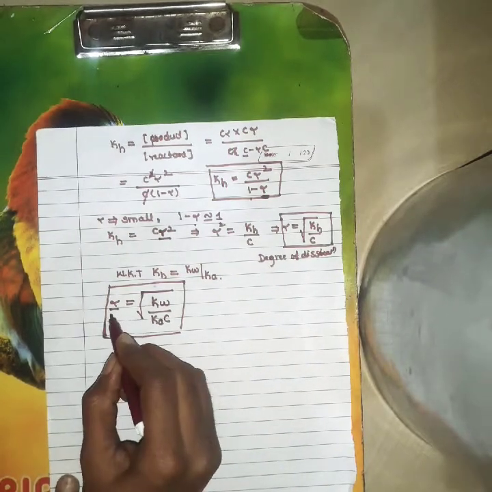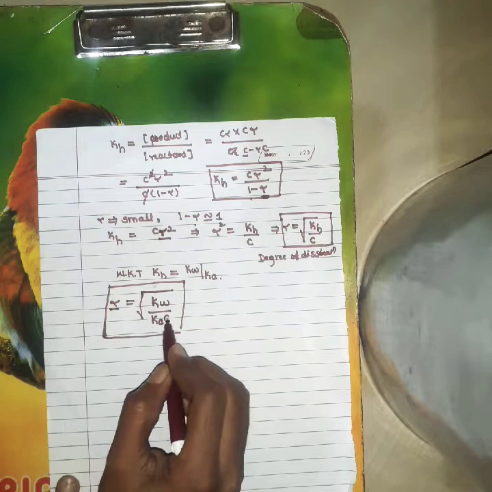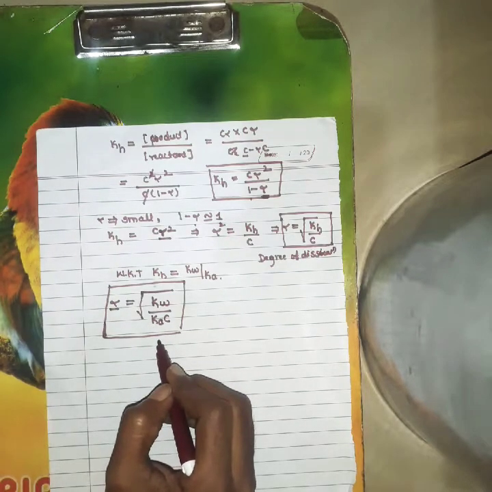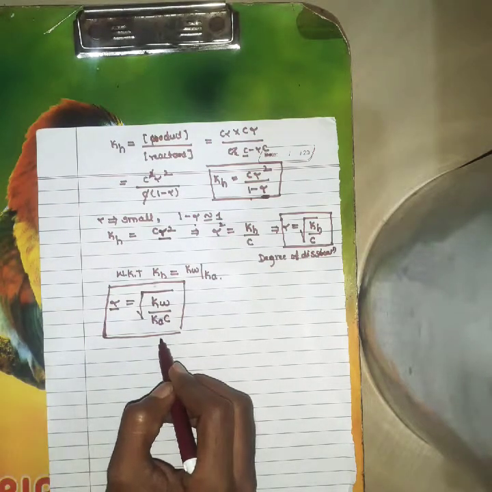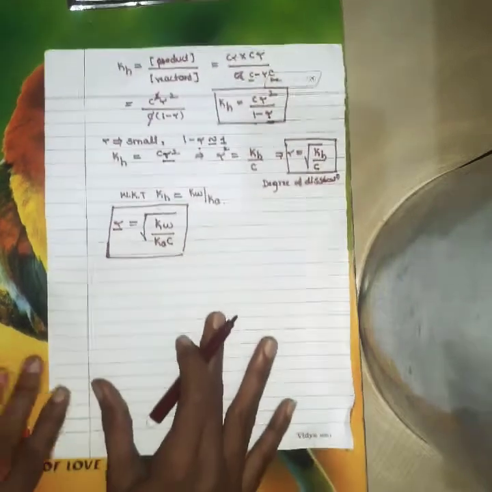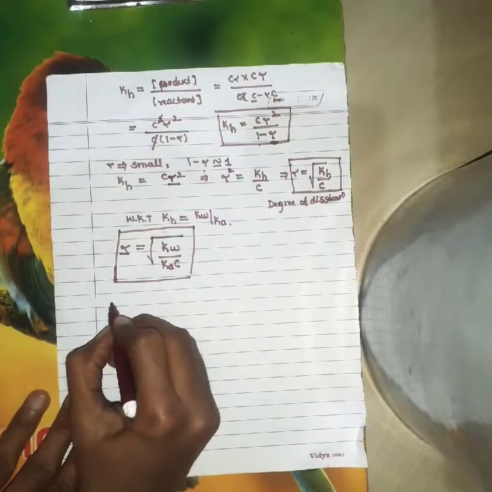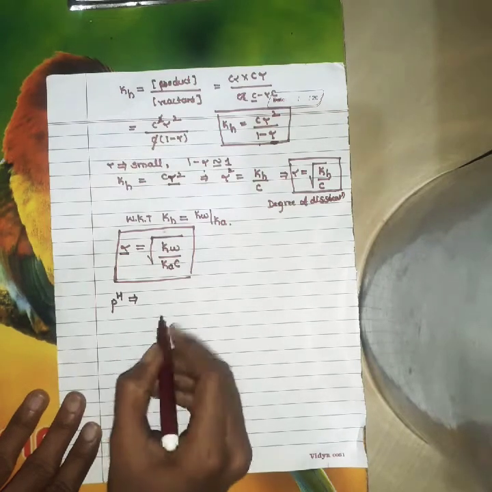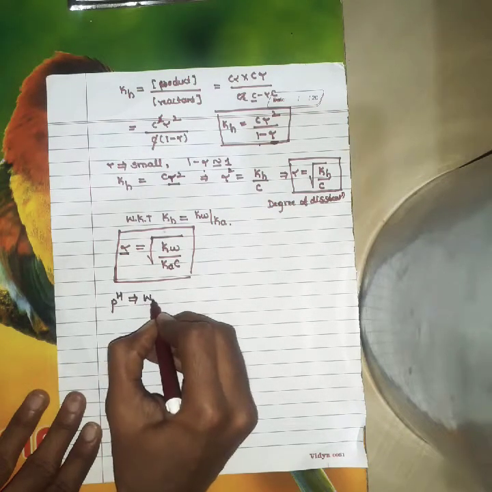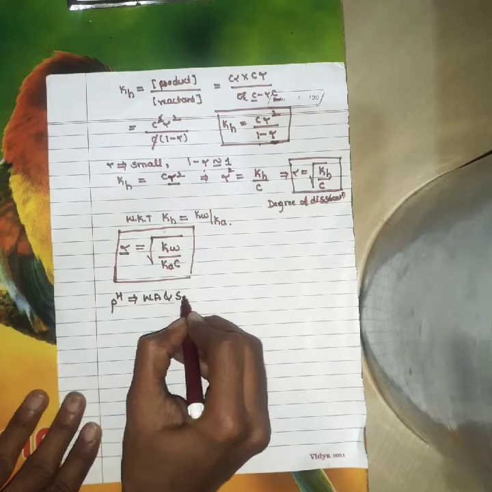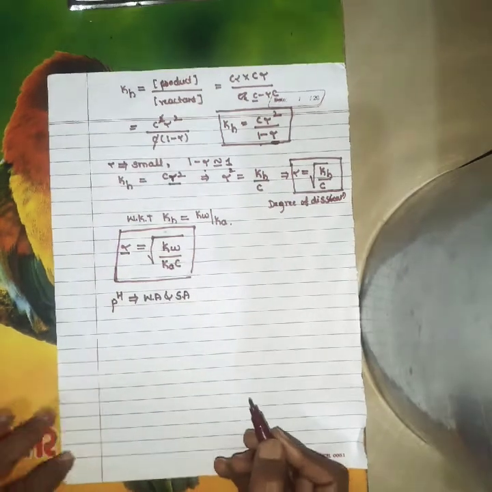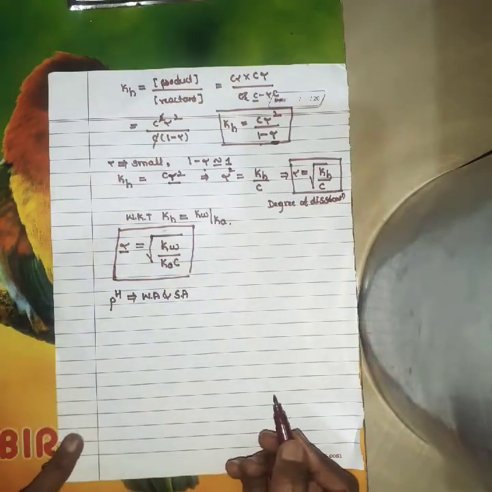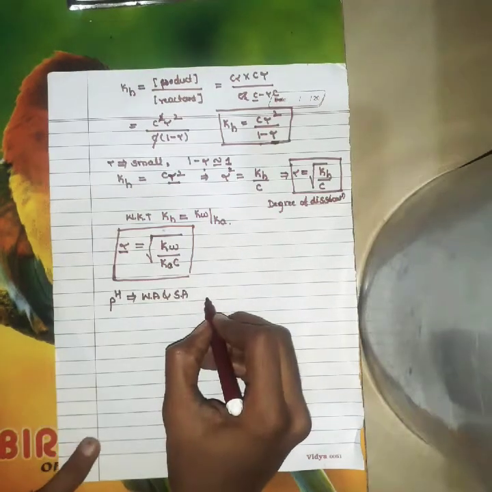It will be alpha is equal to square root of Kw divided by Ka into C. Then continuing this one, by using this formula we have to determine the pH of this solution, the pH of a weak acid and strong base, by using these expressions.